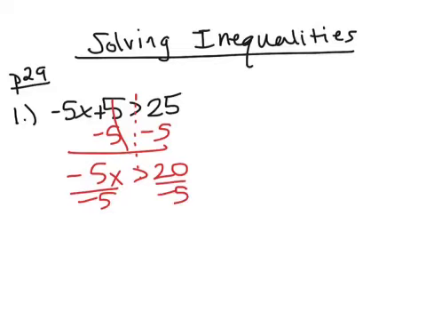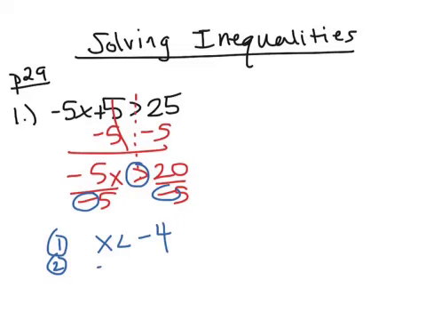But since I'm dividing by a negative, that means I have to flip my symbol, so I get x is less than negative 4. So here's one way I can write my answer. I can say x is less than negative 4. Another way I could do it is I could actually have x on the right side. So I could say negative 4 is greater than x. Or I could use set builder notation, which says for every x, x is going to be less than negative 4.